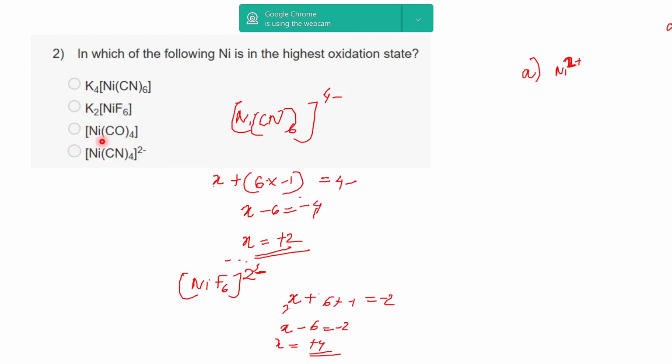So what is the oxidation state of nickel in this complex? As I said, carbon monoxide is neutral here. So what is the oxidation state for nickel here? Please put it in the chat box.